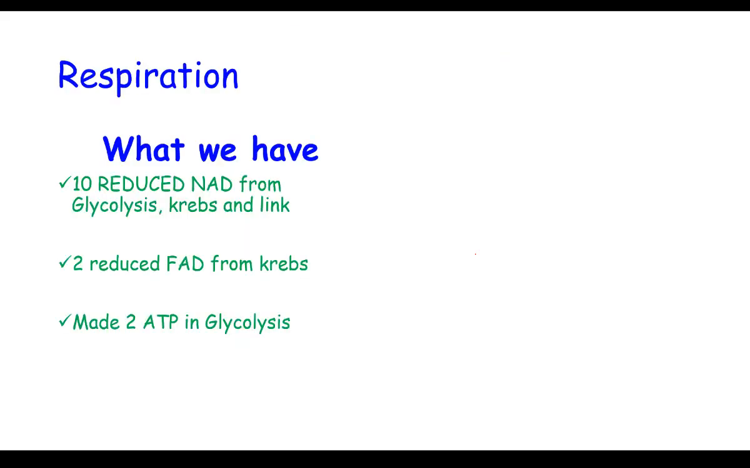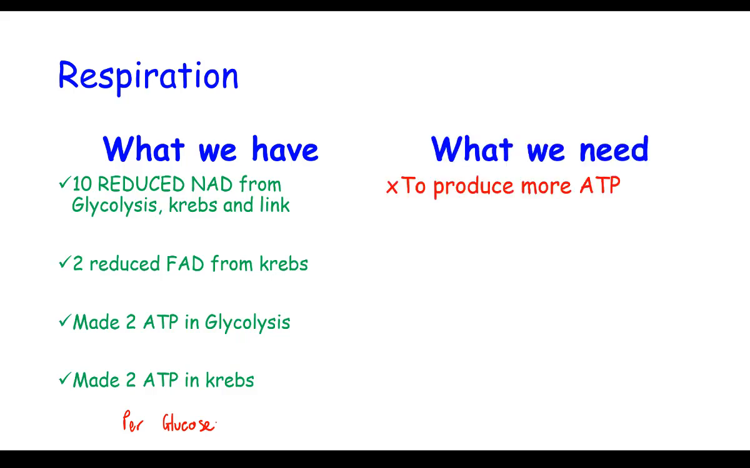So here's what we have so far. We've got 10 reduced NAD from glycolysis, Krebs and link reaction, and we've also got 2 reduced FAD from Krebs. We've also made 2 ATP in glycolysis and 2 ATP in Krebs. Just before we go any further, this is what we've made per glucose. What we still need to do is to produce more ATP, because so far we've only made 4 molecules of ATP, which isn't very much.